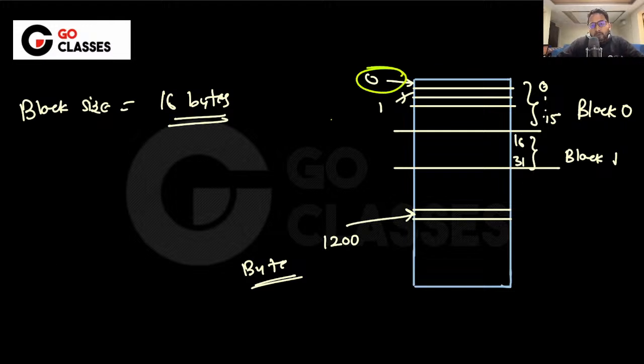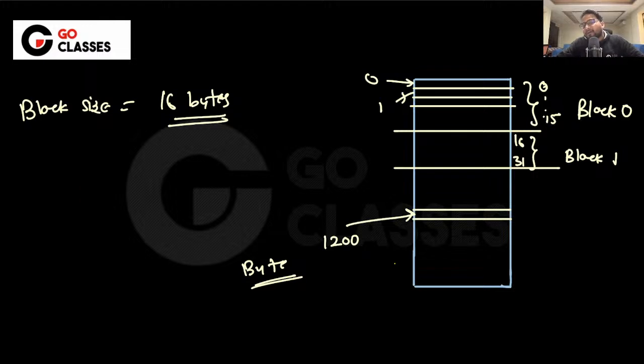This is block number 0. If you want to get the block number, you can just divide this byte number by the block size. If the byte number is 16, and this is the block size, then you will be getting 1. So 1 is the block number.